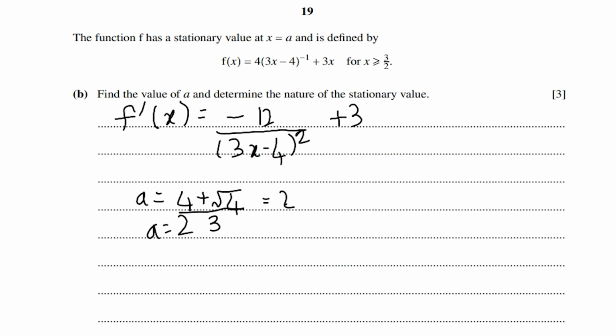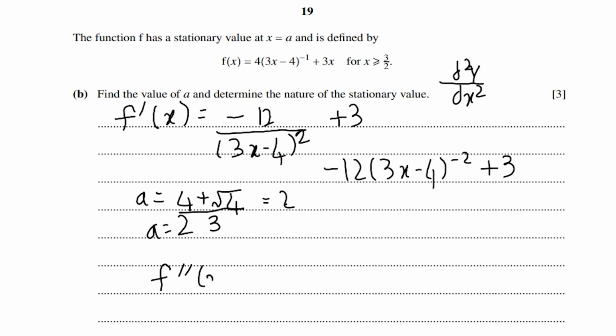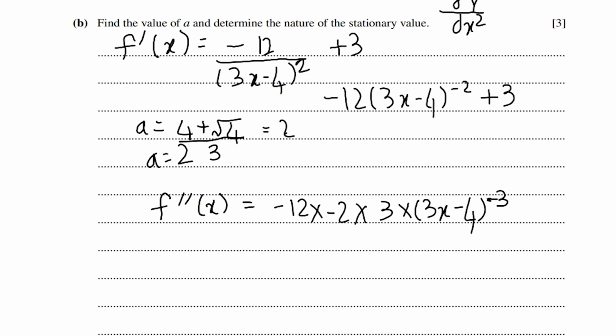And the differential of f(x) was this thing. Now we have to determine the nature of the stationary value. For determining the nature of the stationary value, we have to find the double differential. So we have to differentiate this once again. Writing this down in this form, (3x minus 4) raised to the power minus 2, plus 3. Now if we differentiate this again, we'll get minus 12 multiplied by minus 2 multiplied by 3 multiplied by (3x minus 4), and here we have minus 2 minus 1, which is minus 3. Differentiating plus 3, since this is a constant, we'll get 0 and we won't write it.